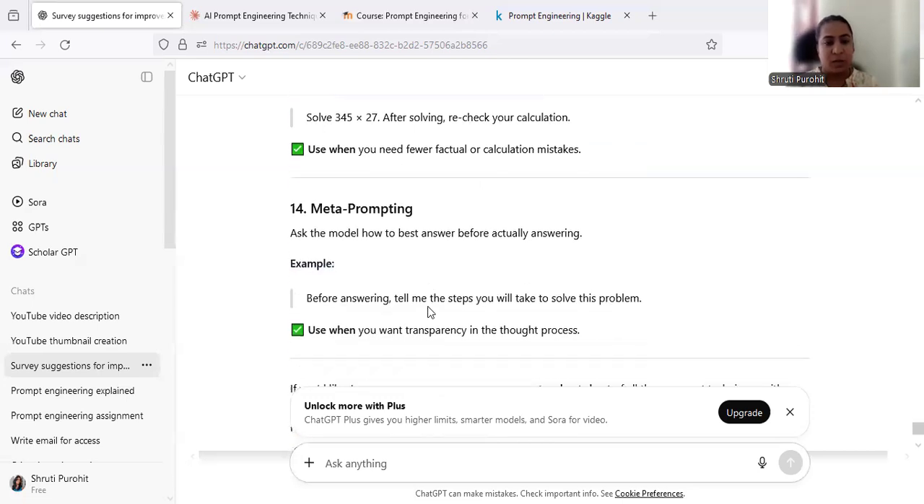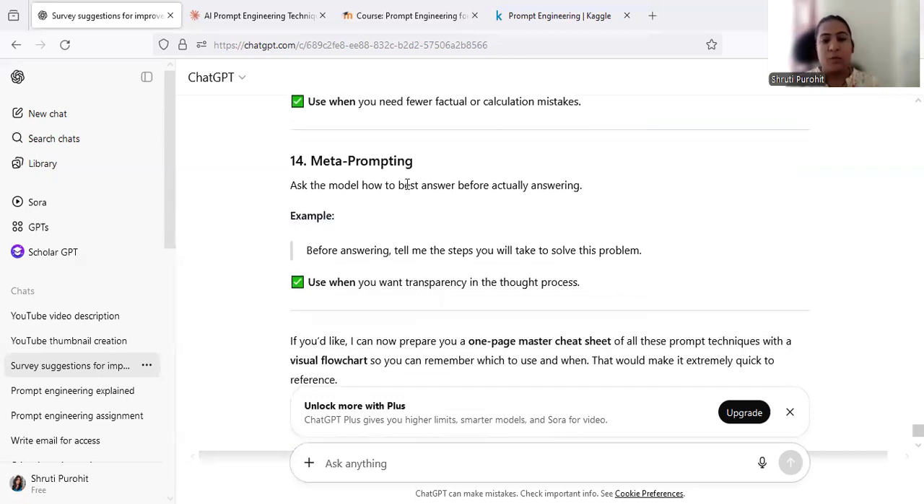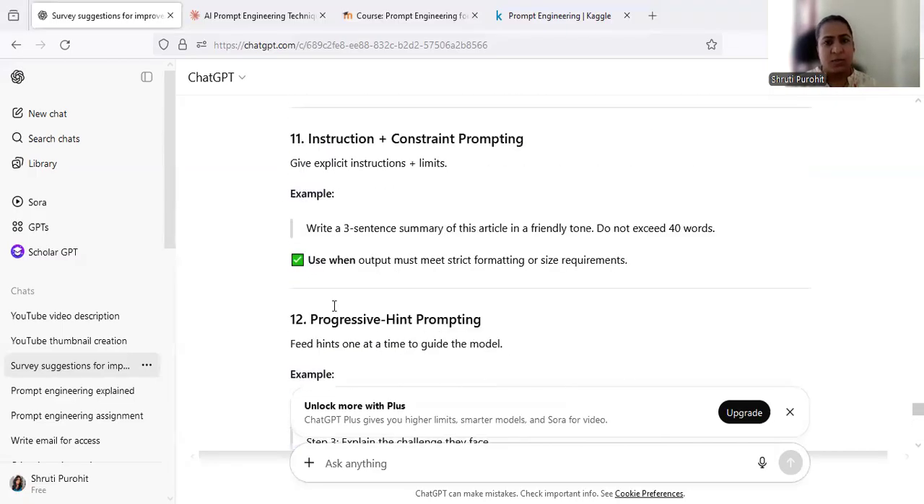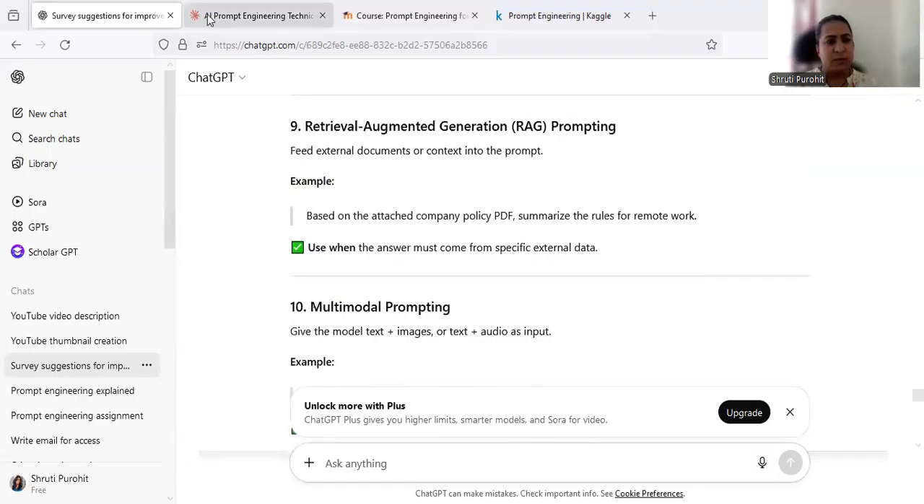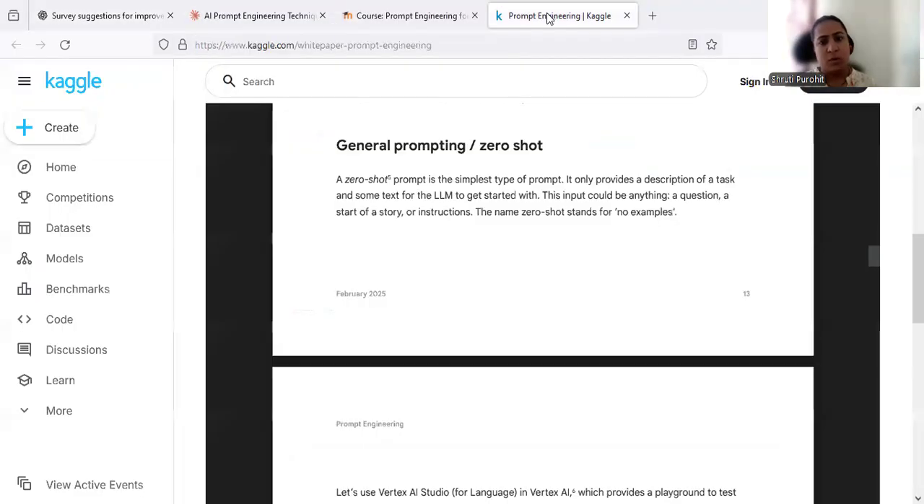Okay, self-correcting. Meta prompting: ask the model how to best answer before actually answering. So we are asking the AI model to give the best answer for this. The highest probability answer. We discussed this LLM structure in a previous video, right? So what will be the highest probability answer for this? That is nothing but a meta prompt. So these are a few prompting techniques suggested by the two highly used AI tools.